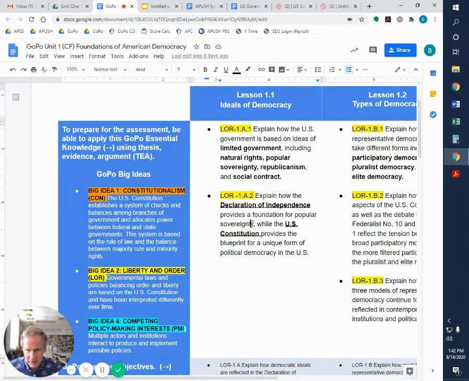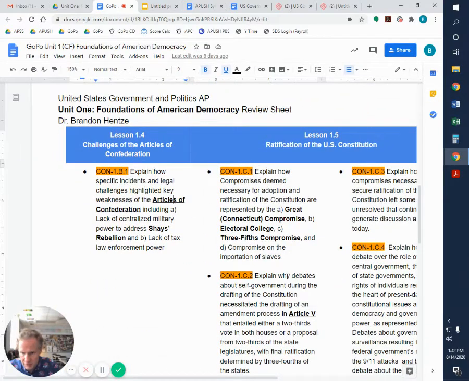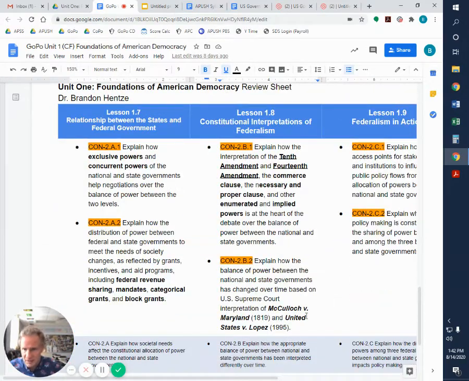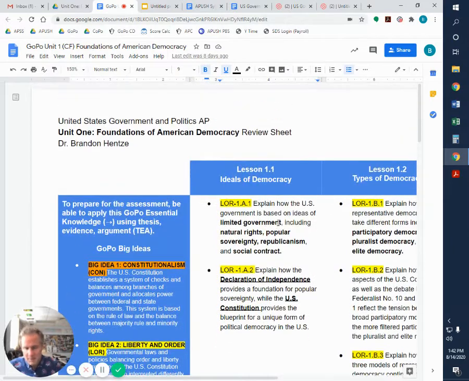You'll notice the Declaration and the U.S. Constitution are underlined. The articles are underlined. Article 5 of the Constitution is underlined. 10th and 14th Amendments are underlined as well. That's because AP has a list of what they call the foundational documents that you are expected to be able to reference while you do your assessments and then later on the AP test. Good news is they're pretty simple.